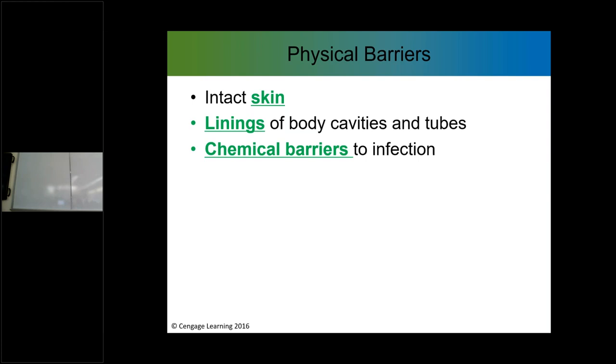Then there are chemical barriers to infection. We're going to talk about some of the chemicals the body has that contribute to this protection. One of the major protective chemical barriers is mucus. Mucus, which is kind of gross, like, that's disgusting, right? But mucus is important in order to protect the respiratory system as well as the digestive system.